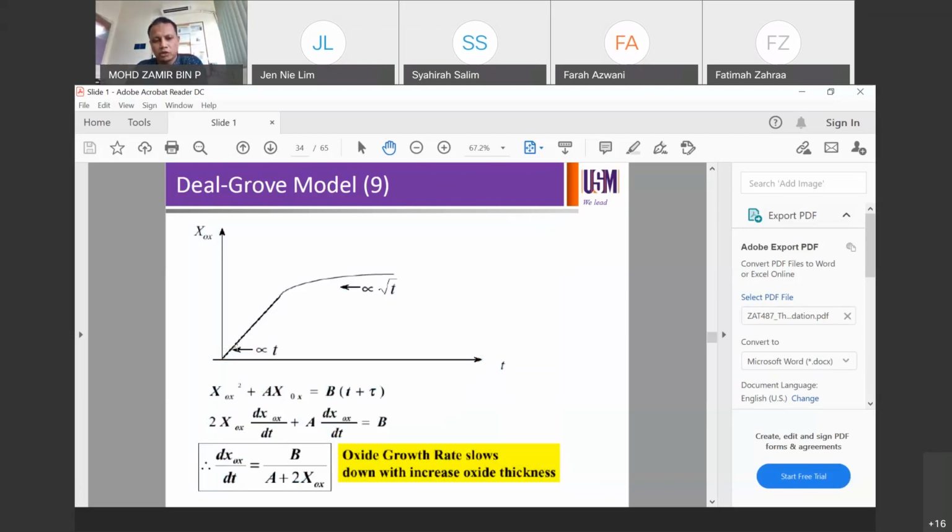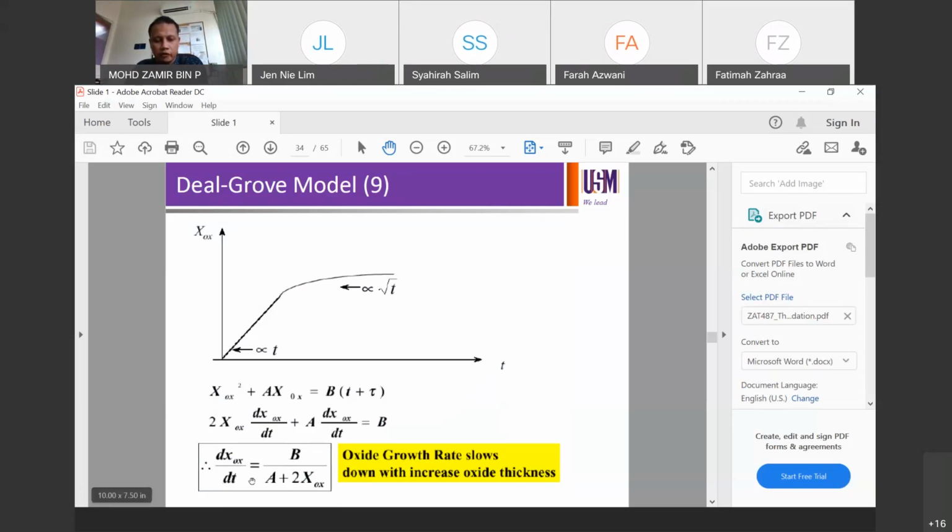When you start at zero, I forgot to mention, your reaction here is limited by the number of atoms available on the surface. That's where the difference of 100 and 111 comes in. So the moment you have your oxide thicker over time, at this point, your reaction will be limited by the diffusivity of your oxidant through the oxide to get to the silicon. That's why it turns into parabolic. So it's about whether they can diffuse through the oxide to get to the silicon to continue the reaction. Okay. So oxide growth rate slows down with increased oxide thickness.